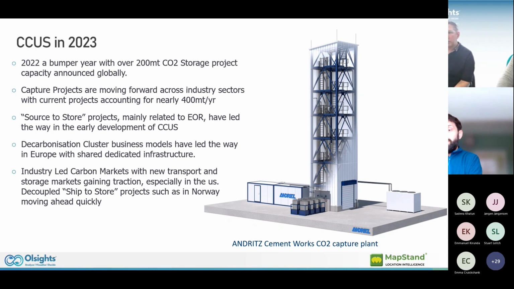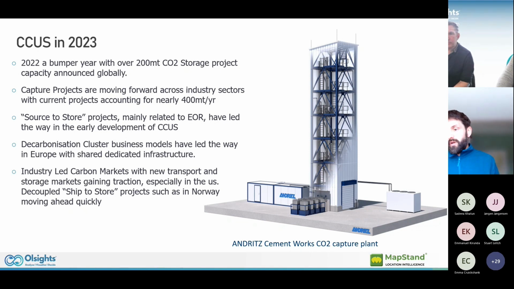Capture projects, so this is capture from existing emitters or yet to be built emitters, is up over 400 megatons a year capture capacity. This is from our project tracking database, which is quite an extraordinary amount from where we were just a few years ago. A lot of the early projects that we've seen to date, pilot projects, and also capture projects that we see in existence today, are what we've called source to store.